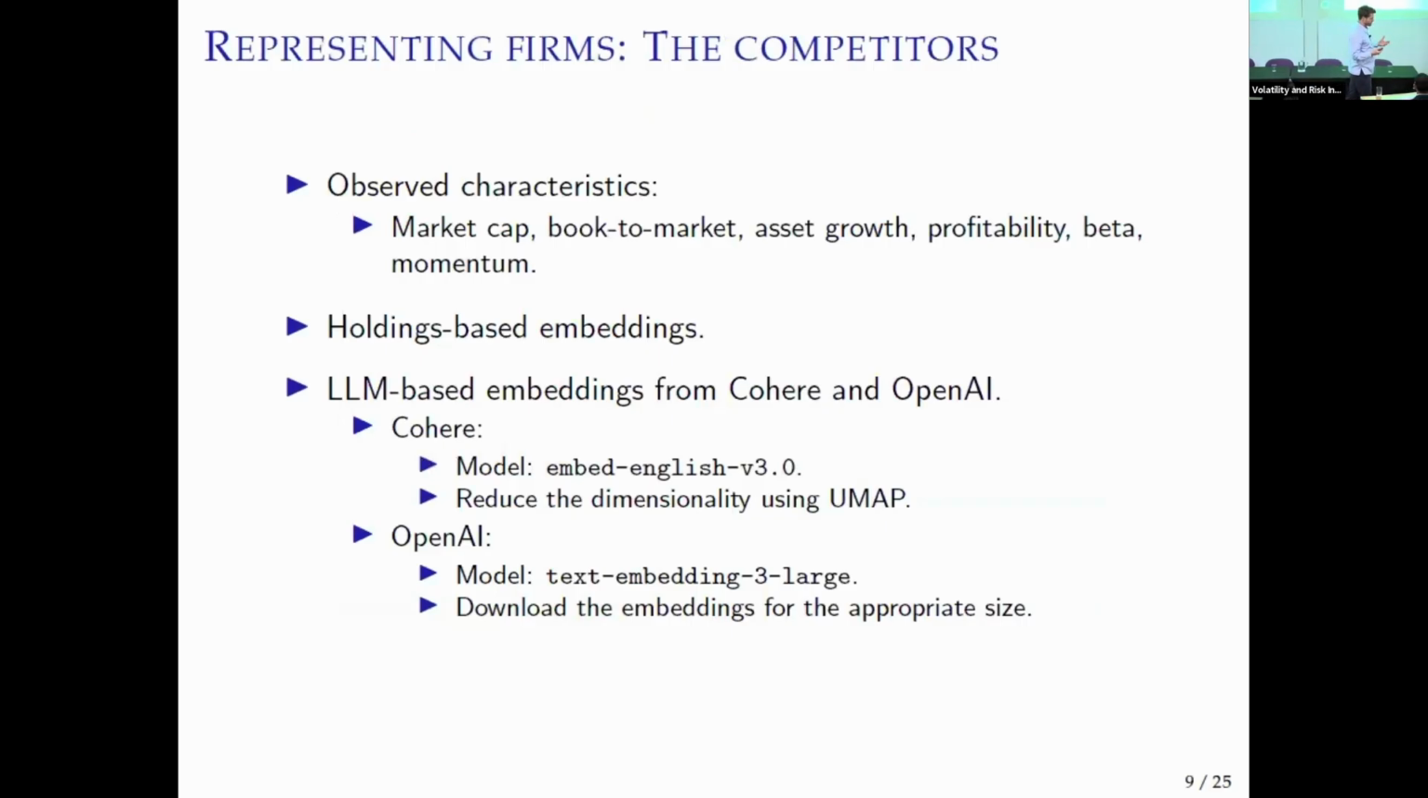All right, we need to compare the embeddings that we learn from the holdings data to other different sources. We're going to use observed characteristics, just the standard six characteristics as a starting point: market cap, book-to-market, asset growth, profitability, beta, and momentum. We've got holdings-based embeddings. And then we're just going to use basic text embeddings. These are single point-in-time embeddings. I should contrast that with what Bryan was doing with the news. These would be embeddings that represent Apple according to Cohere and OpenAI. This is very different from what Bryan is doing with time-varying news, in the sense that we're saying here, how does OpenAI represent just Apple Inc.?